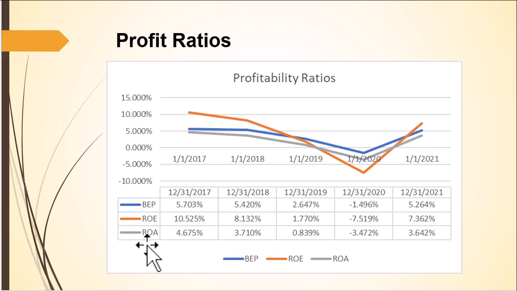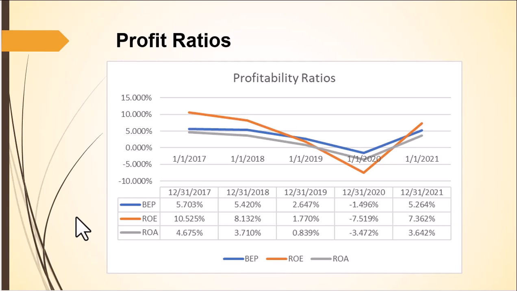Now, return on assets and the basic earning power are very similar numbers. The difference between the two is financing. Return on assets is net income divided by total assets. So it looks at the bottom line of the company, which includes all of operations, all of financing, and all of taxes. Basic earning power is EBIT divided by total assets. So it looks at just the operating profit of the company.